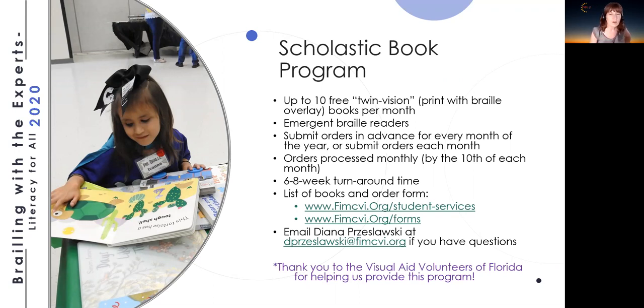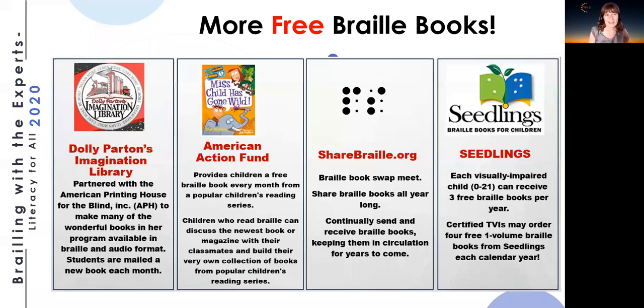Go to our website, order books, 10 a month. Takes 6 to 8 weeks, so don't order Christmas books now. Order spring books now, order fall books in the spring. You'll have access to all of these.